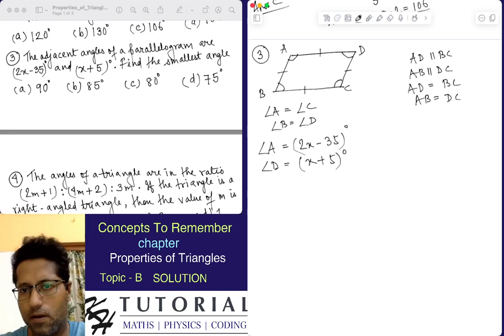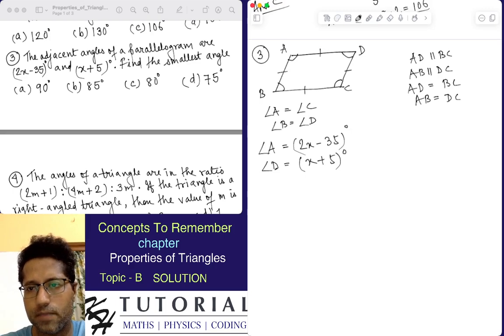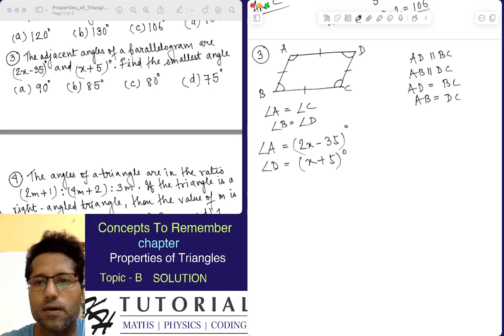We know that in a parallelogram there are basically two different angles. That is, the adjacent angles are different. Okay, so we have this.